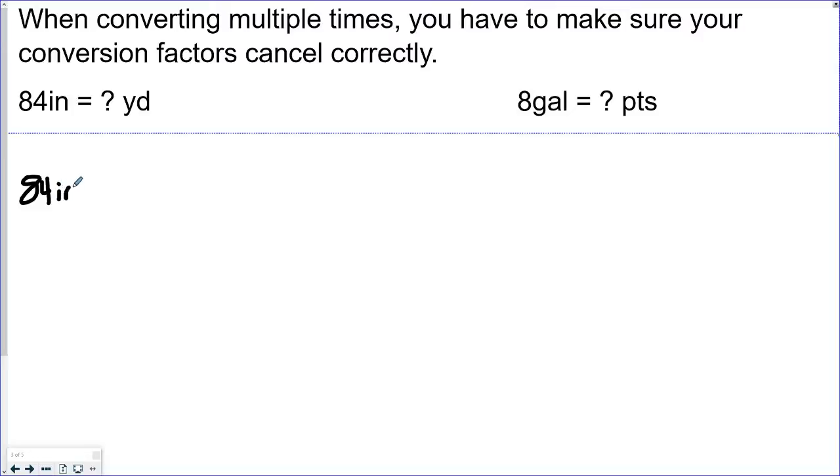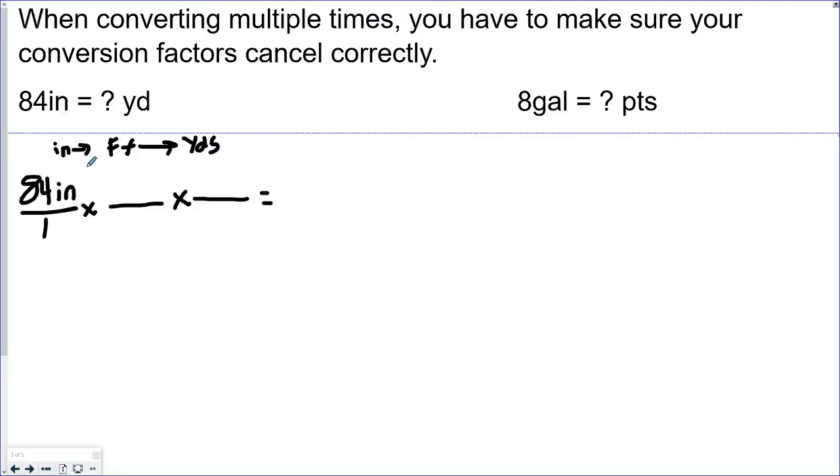84 inches. Now, this is going to take me 2 jumps. If you know the conversion rate for inches to yards, then you can do that. But if you don't, it's going to take you 2 jumps. You're first going to convert inches to feet, and then you'll convert feet to yards.